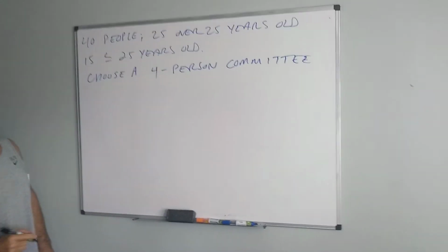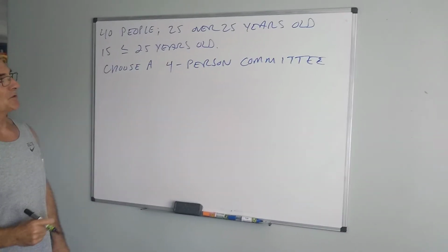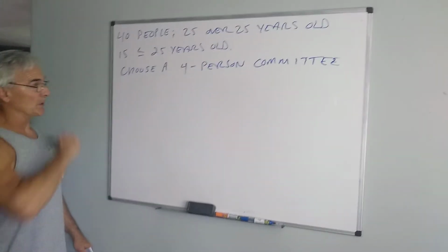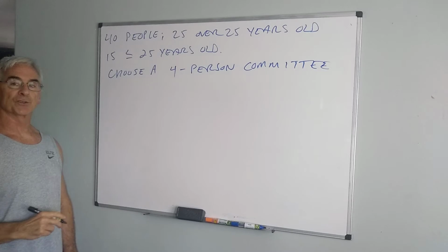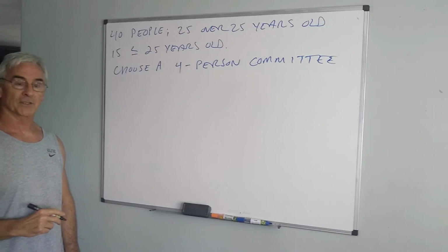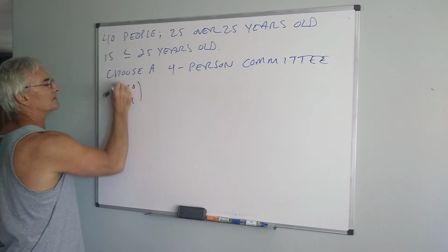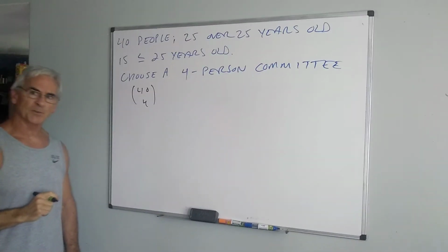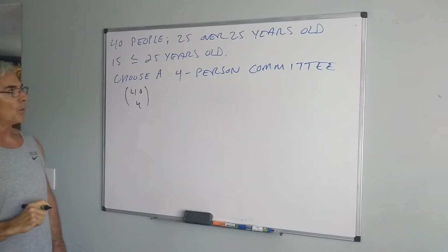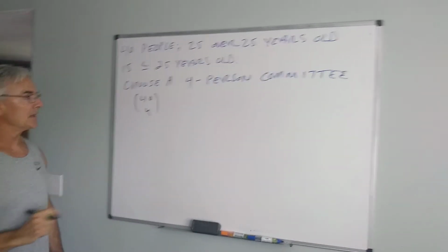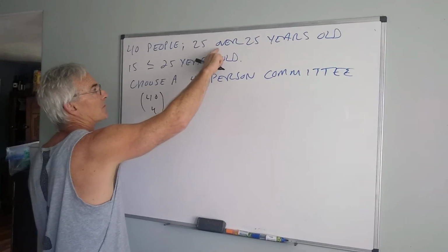Now another example. Among our 40 people, let's say we have 25 people that are over the age of 25 and 15 people that are 25 years or less. And we want to choose a 4-person committee from our class. Well, first of all, there would be 40 choose 4 ways of doing this. Now let's suppose within that committee we wanted to say, no, I want exactly 2 people from each age group. Then how many ways can I choose 2 people from this group?